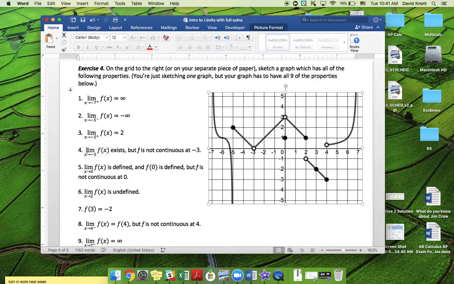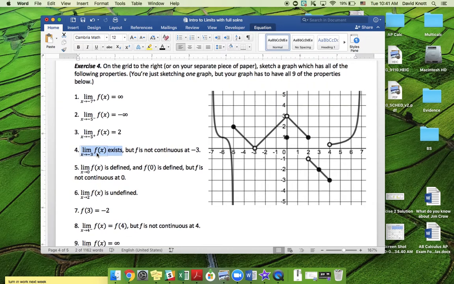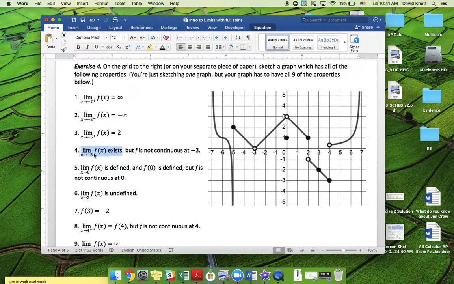Number 4, the limit as x approaches -3 exists, yet f is not continuous at -3. Let's first just try to understand what this is saying, okay? This is a two-sided limit because there is no plus or minus above that -3. So by saying that this limit exists, let's remember what is necessary for a two-sided limit to exist. What's necessary is the left and right-hand limits agree. It means the left and right-hand limits are equal.